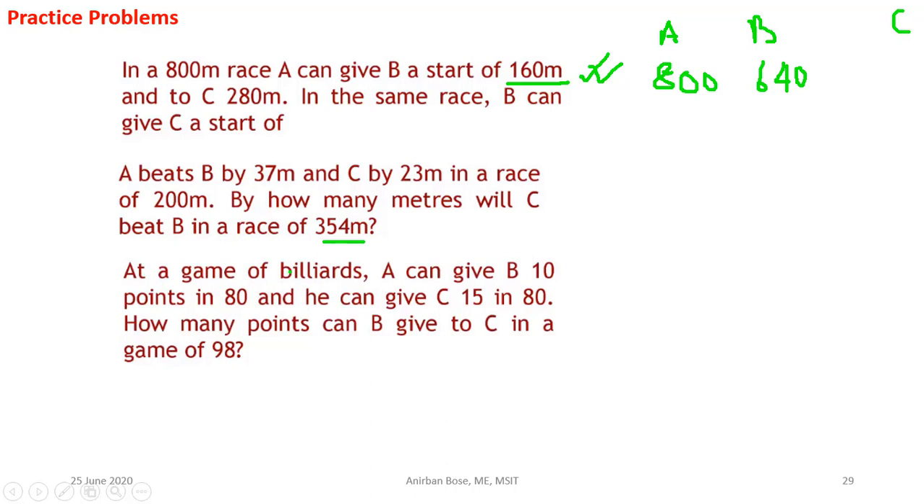In a game of billiard, A can give B 10 points in 80. Exactly here also the same. A can give B 10 points in 80, so that means A is 80 and then B is 70, that is 10 less. And he can give C 15 in 80. So exactly in a similar way, these problems can be of different kinds of form, but the basic thing is exactly the same. So you try on your own to solve these problems.